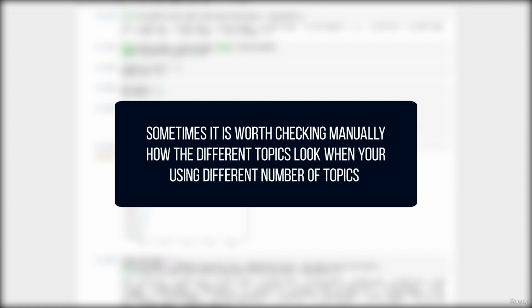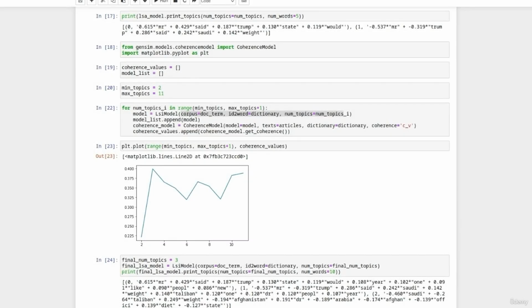So sometimes it is worth manually checking how the different topics look when you're using a different number of topics. You can use the coherence scores as well as your intuition and your knowledge of the project you're working on, the business you're working in, and the people you're working with to influence the number of topics that you decide to go with in the end.